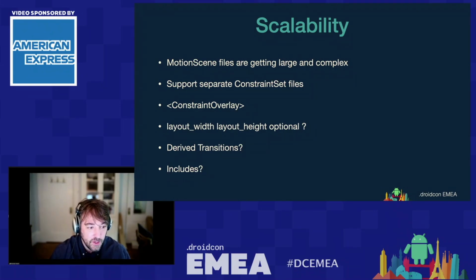And there's a couple more things like that we are thinking of, like for example with deriving the transition, so that you can, the same way that you can derive a constraint set right now, say that a constraint set is essentially another constraint set with only a few modifications. We'd like to do that with transitions as well, and possibly explore more ways of organizing your work with includes and so on. Next.